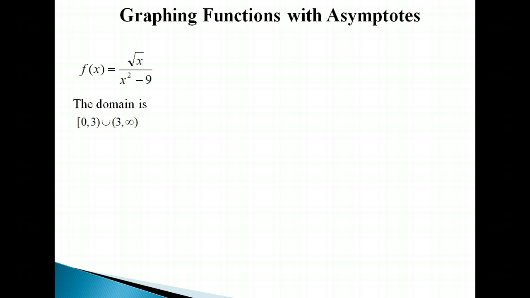Let's keep in mind what our domain is. If you look at your denominator, you will see that you cannot put in a 3 or a negative 3. But if you look at your numerator, you will see that you can't put in any negative numbers. So the most restricted domain is going from 0 to 3 and 3 to infinity. We can put in a 0, so we put a square bracket on there to say 0 is included in the domain, but 3 is not.